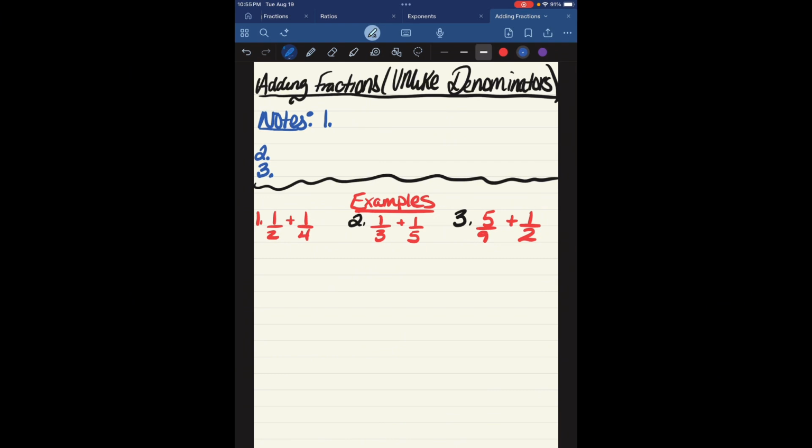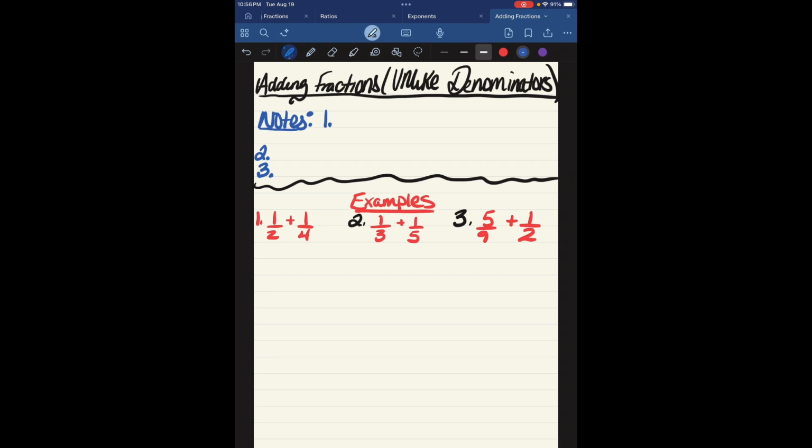So, today's lesson, we're going to be talking about adding fractions with unlike denominators. Remember last video, we talked about adding fractions with like denominators. But this time, we're going to be talking about adding fractions with unlike denominators. All right, first step, let's get to it.